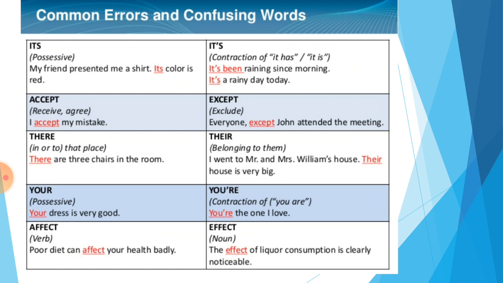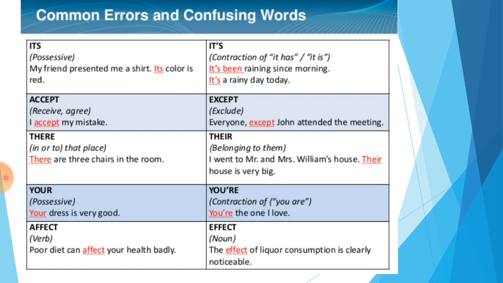Now we will see the difference between these confusing words, common errors and confusing words. ITS and IT apostrophe S. Its is possessive. My friend presented me a shirt. Its color is red. The color of the shirt is red.